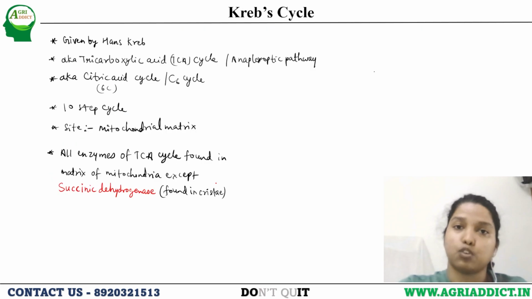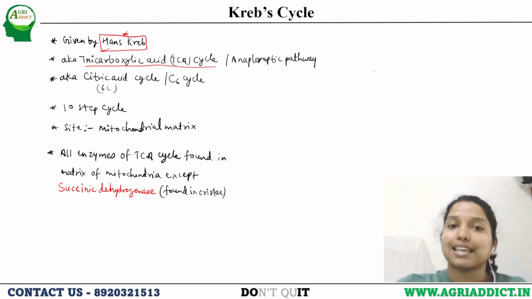Okay, let's move to the next slide. Now comes the Krebs cycle. This cycle was given by Hans Krebs, that's why we are calling it the Krebs cycle. It is also known as the tricarboxylic acid cycle or TCA cycle or anapleroptic pathway. This you have to remember.